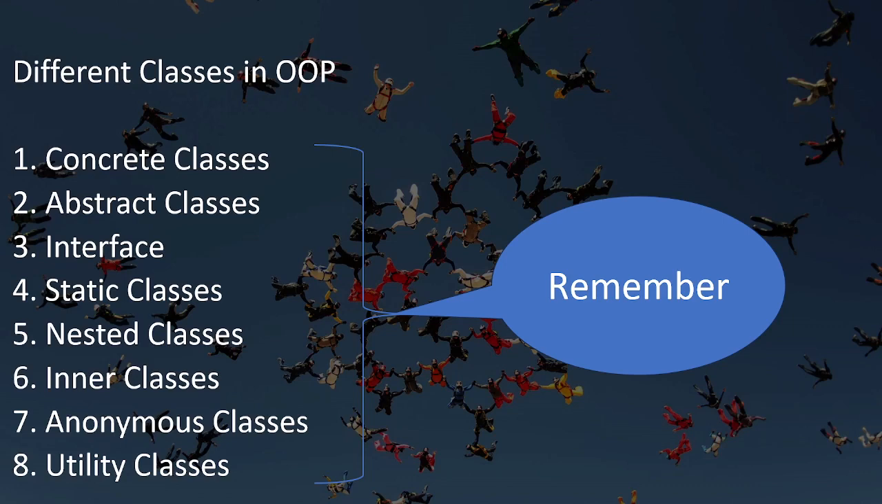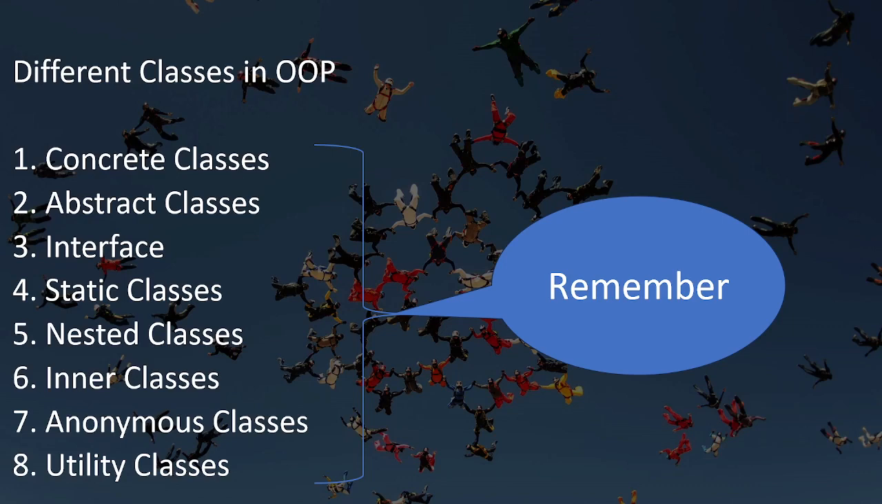Now, in this case, we are talking about concrete classes, abstract classes, interfaces, static classes. These keywords will be coming, nested classes, inner classes, anonymous classes, and utility classes also. So we should understand them, and that is the reason why I have not put them in the classes videos. Wherever it is required, whatever is required will be added in the video, right?